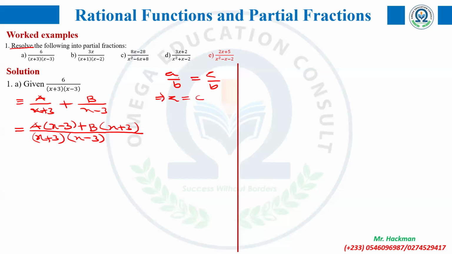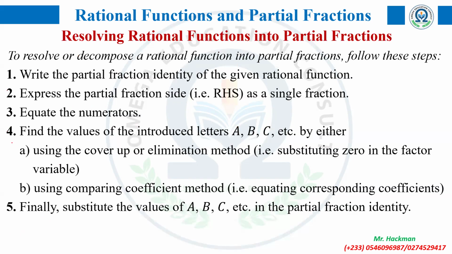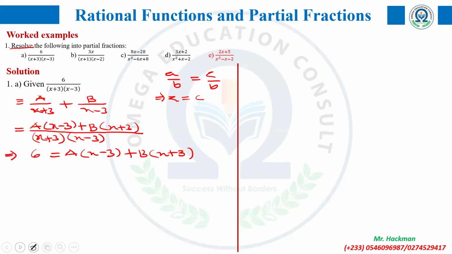Perfect. Somebody will say cross multiply. You cross multiply, you come and divide by B. You end up getting the same thing. So once the denominators are the same, then I can write, this implies that my numerator should be the same. So 6 should be equal to A into x minus 3, then plus B into x plus 3. Remember we said just equate the numerators. That's supposed to be your next step. After writing that side as a single fraction, the next step is to equate the numerators.